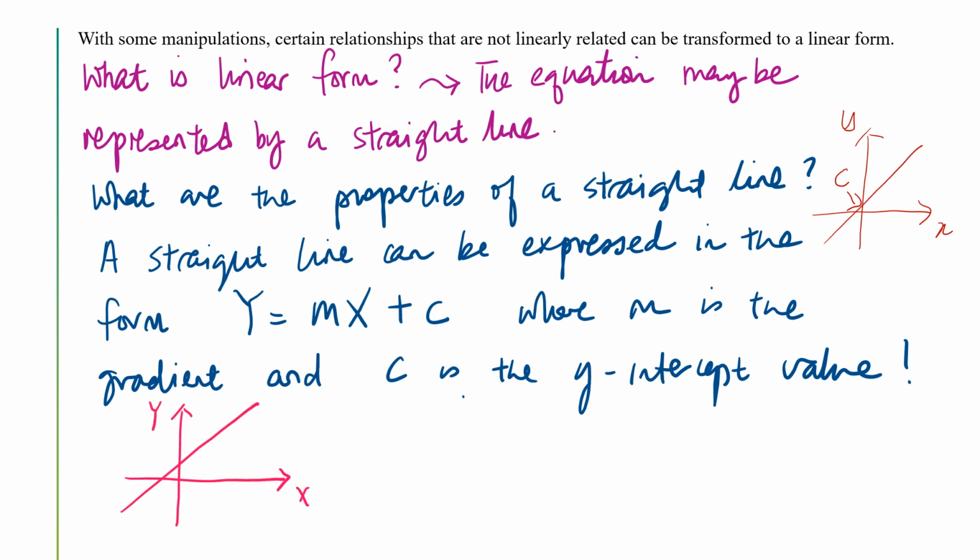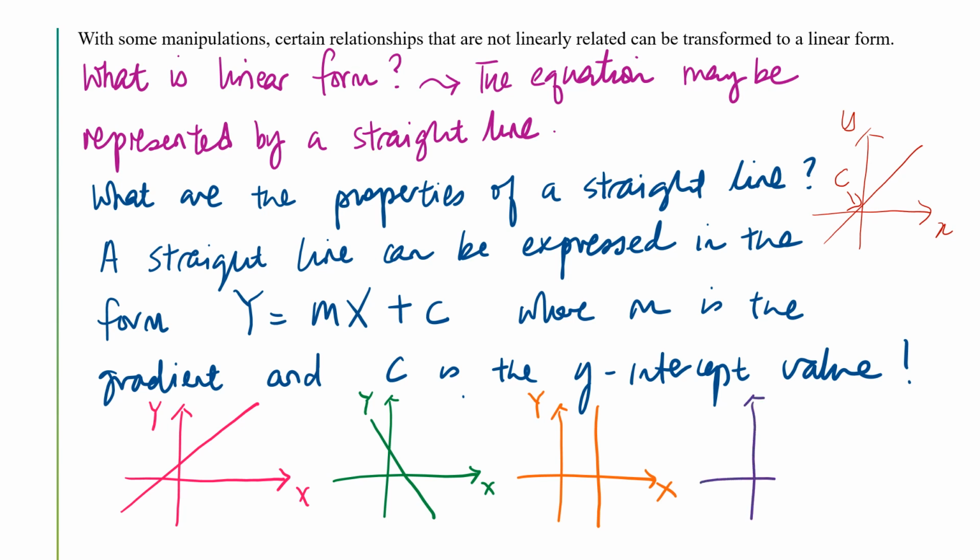Right, so there are some examples of a straight line. The first one is the one having a positive gradient. The second one has a negative gradient. The third one is a vertical line, where you have an undefined gradient. And the fourth one is a line that has zero gradient.